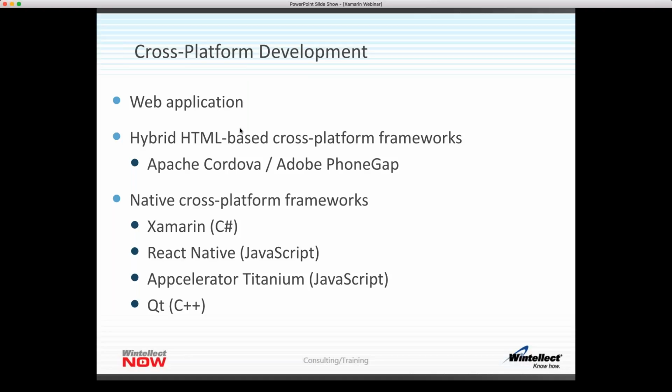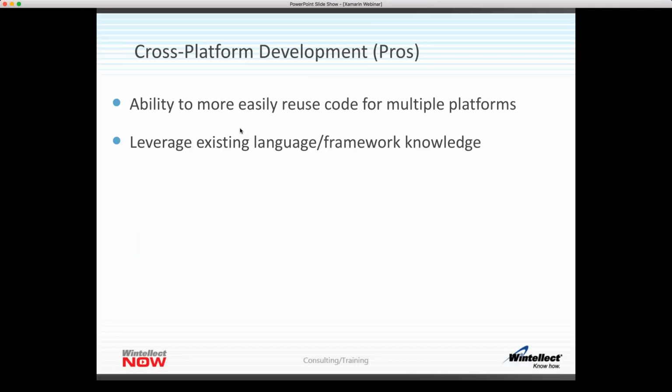So Xamarin is one, and that's what we'll be looking at here today, but there are others. React Native has got a lot of attention recently as they continue to evolve their platform, where you can use JavaScript to run everywhere. App Accelerator Titanium is another. And then Qt even provides some options using C++ to do a native cross-platform. So there are choices there.